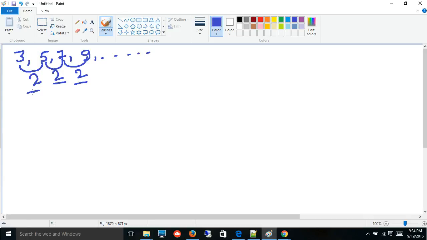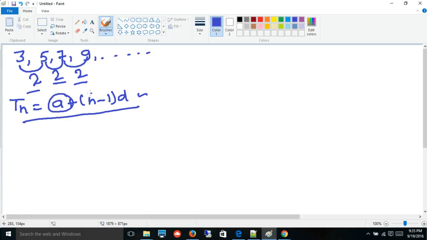And we already discussed how to calculate the nth term of an AP series: a plus n minus 1 into d. Here a is the first term, n is the number of terms, and d is the common difference. So this difference is called the common difference.